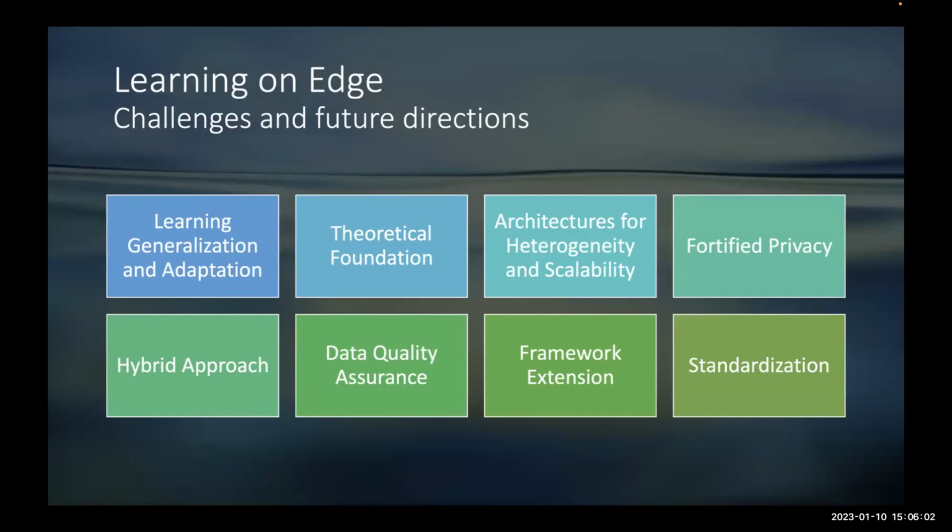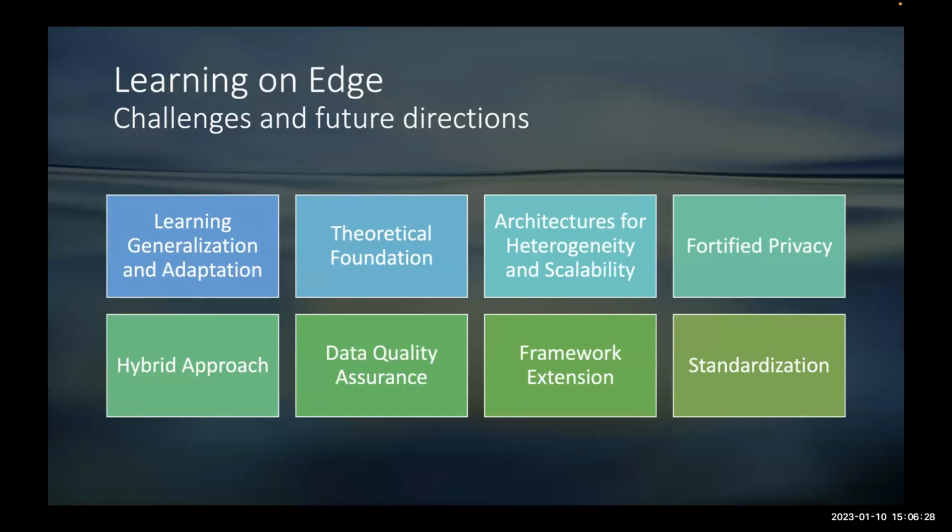Architecture for heterogeneity and scalability, that's a critical thing if we want this aspect to succeed. In the sense that, as I said in the beginning, you have implementations, but implementations are done on very specific devices that are actually good devices. They have good computation power. So how can we combine different devices to achieve a specific goal?